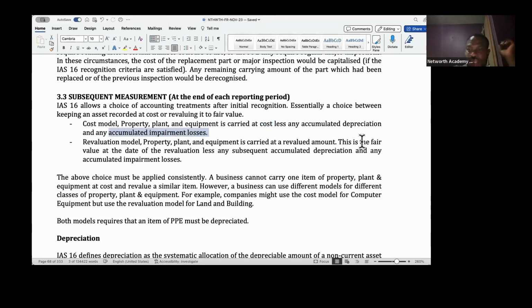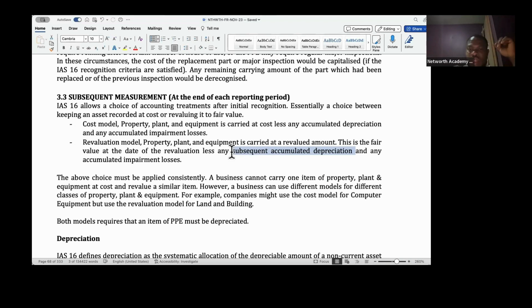For the evaluation model, it is the revalued amount or the fair value minus subsequent accumulated depreciation. You see that in this evaluation model, when they wanted to mention the accumulated depreciation, they said subsequent accumulated depreciation. So if you are explaining this in the exam, and they say explain evaluation model, and you say fair value minus accumulated depreciation, you didn't mention subsequent, you'll be wrong, because that's what distinguishes evaluation model from cost model. The fact that the accumulated depreciation is a subsequent one.